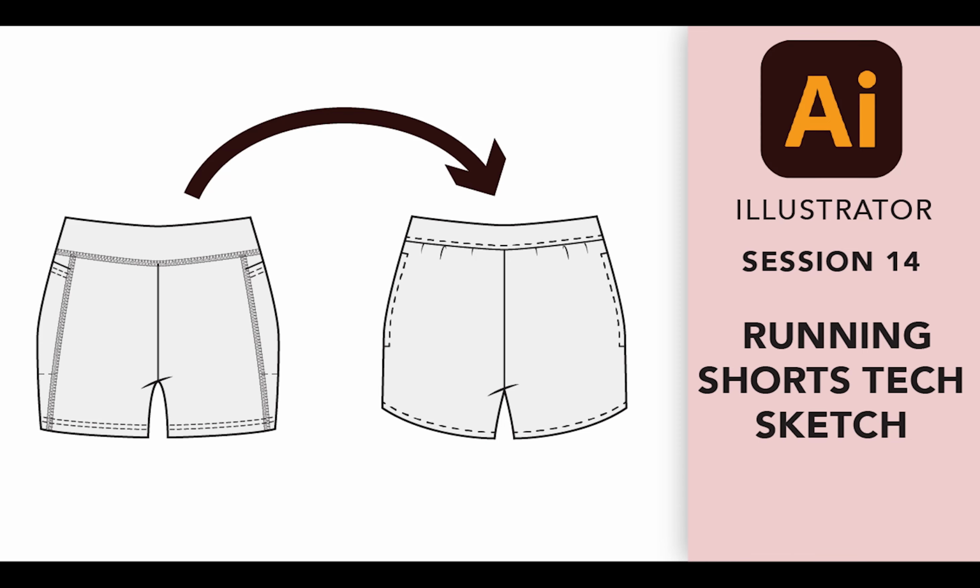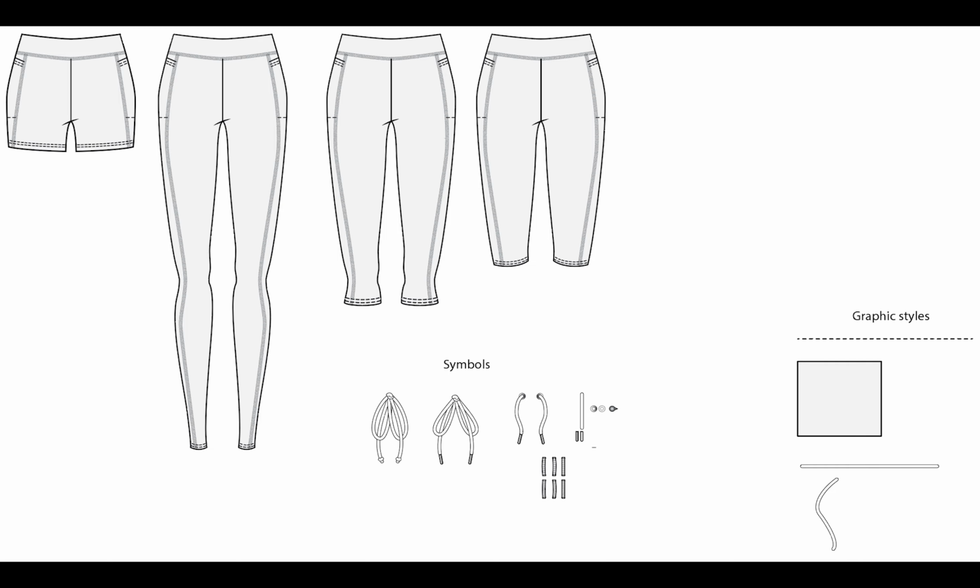This video tutorial shows how to use an existing fashion text sketch and change it into a different silhouette. In this case, we're taking a pair of activewear shorts and changing them into a looser fitting running short. If you'd like to follow along, the activewear pants file is available for free download in the details below.